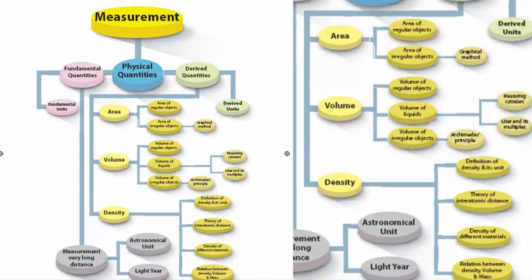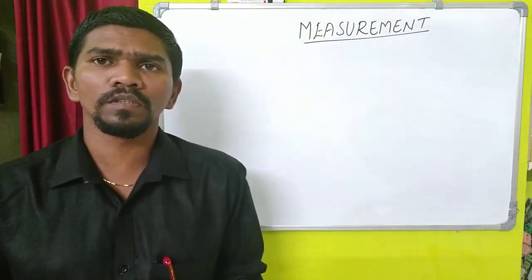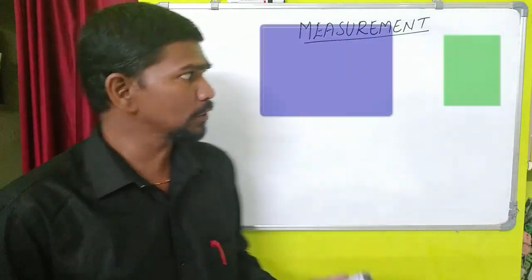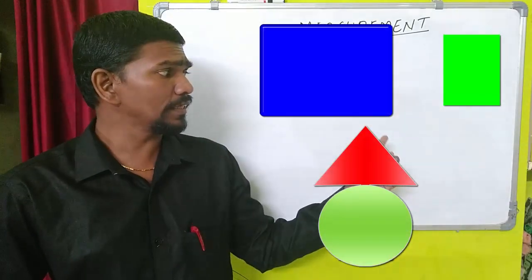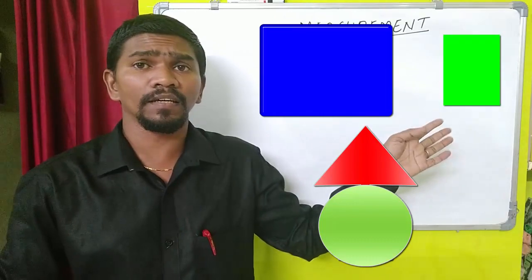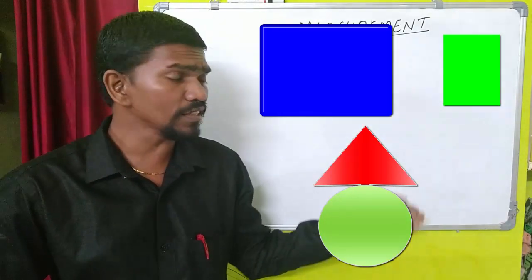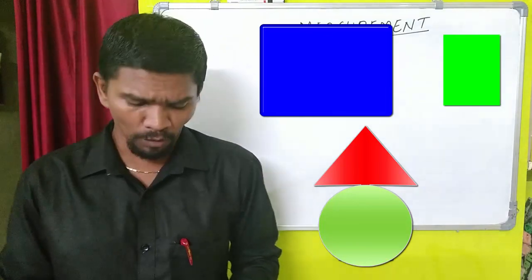Definition of density and its unit. Now we are going to see how to find the area of regular objects. Regular objects means a square, a rectangle, a circle or a triangle. We are going to see the area of these 4 objects with the help of easy formulas.